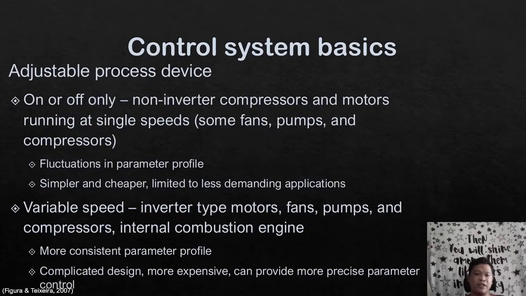So in terms of adjustable process devices, meron dalawang klase yan. Yung nag-on lang at nag-off, like non-inverter compressors and motors. They only have two settings. And then those with variable speeds. Now, some may be infinitely variable or some may have multiple steps like yung electric fan na may 1, 2, 3. Okay? This is generally more expensive pero mas nakakatipid ka dahil sa precision control.